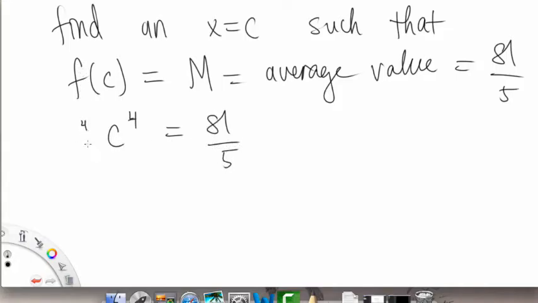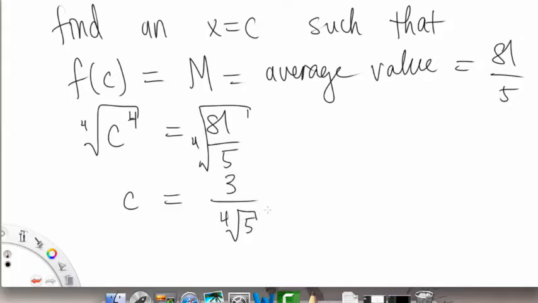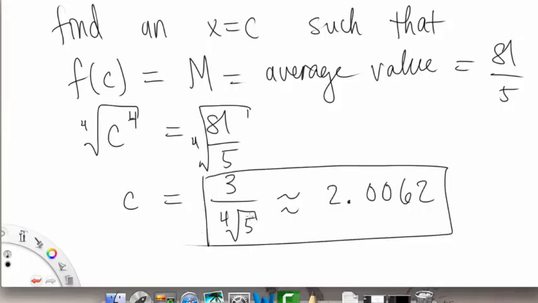We take the fourth root on both sides, and on the left side we get c alone. Then we have 3 over the fourth root of 5 on the right. When you plug that into a calculator, we get a value like 2.0062. Either one would be correct, and this is the value c for which the function takes on the average value, which is 81 over 5.